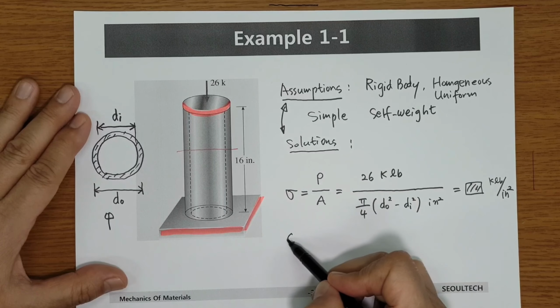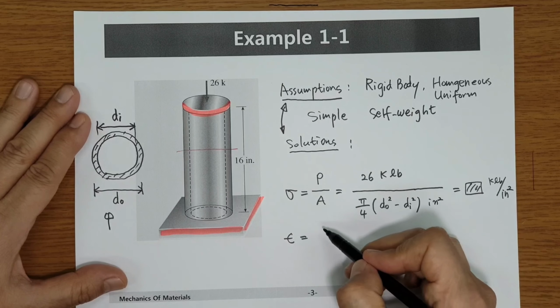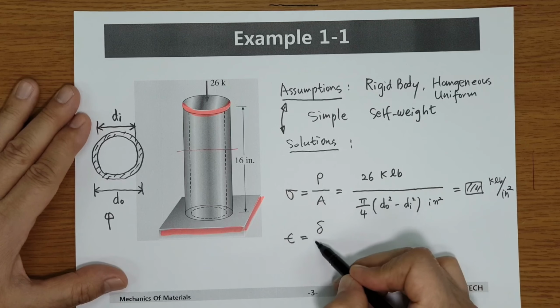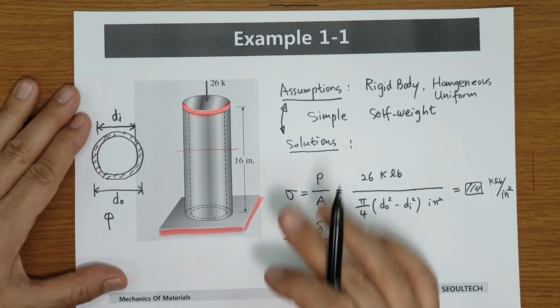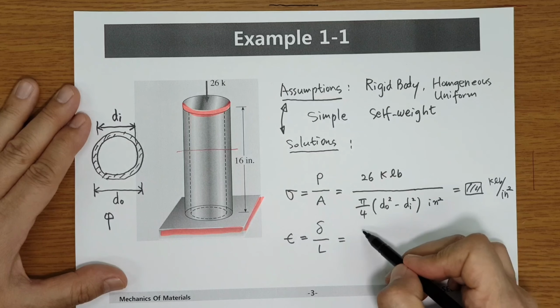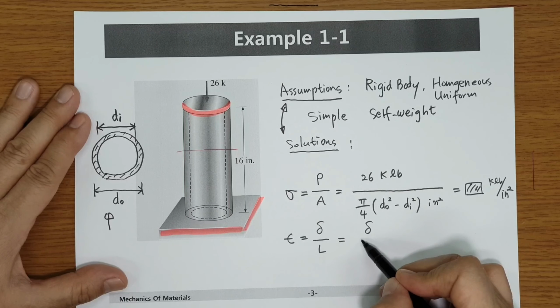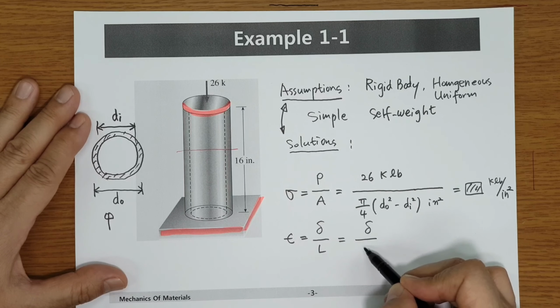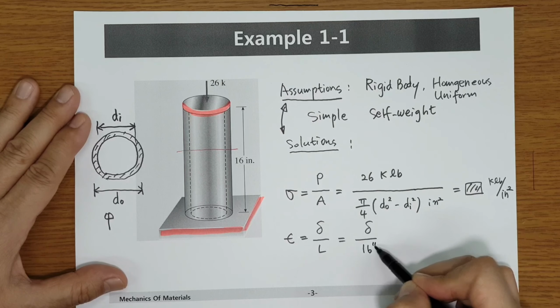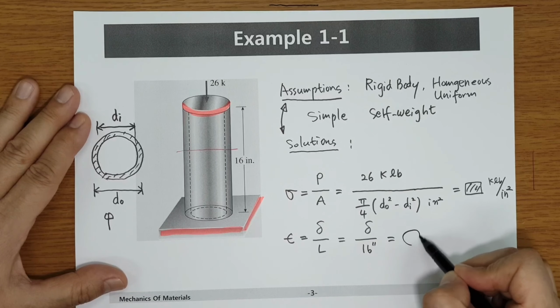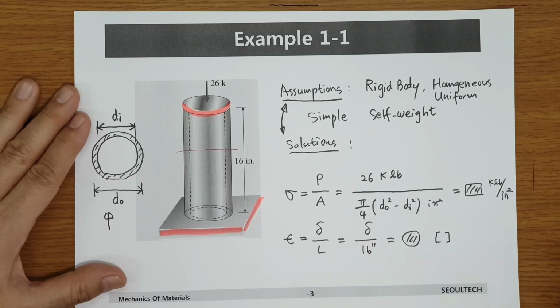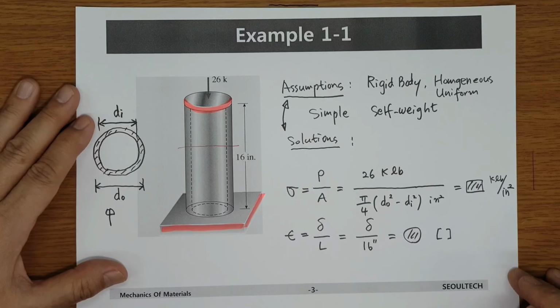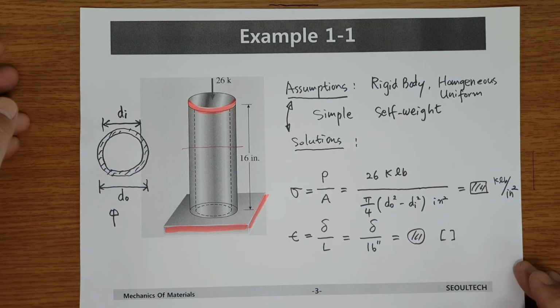Next, we would like to calculate epsilon. Epsilon is the change of length divided by L. When force is acting like this, the total length is reduced. That's the delta. We don't know it at the moment. L is 16 inch. When delta is given, then we can have some value. The important thing is that strain has no dimension. Stress and strain you can find with this kind of process. That's example 1.